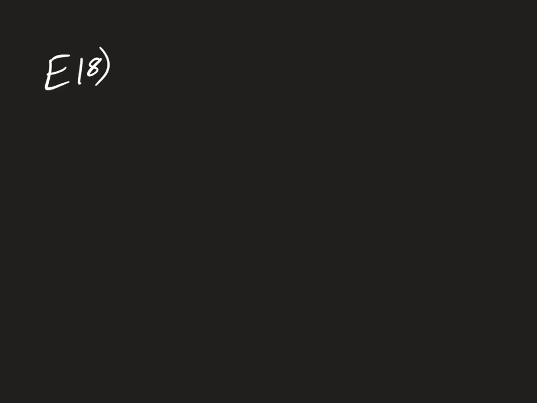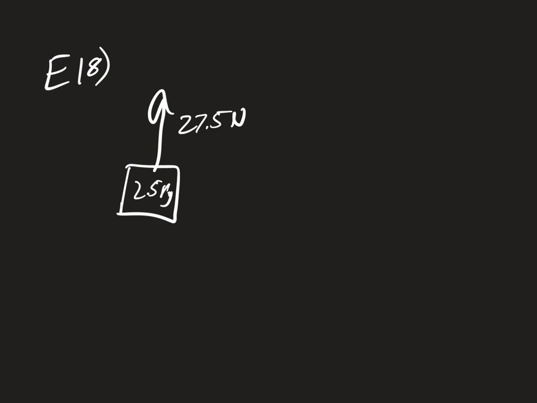Exercise 18 is probably the trickiest one on this homework set, to be honest. We have an upward force acting on an object. So we got an object, and we're given the mass, 2.5 kilograms. And we know that there's an upward force acting on it of 27.5 newtons. Part A says, what is the net force acting on the ball? So it might seem at a glance to be kind of obvious.